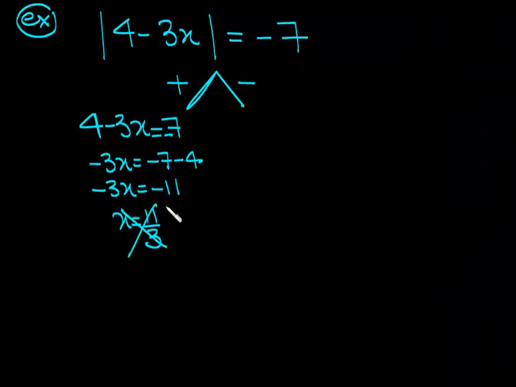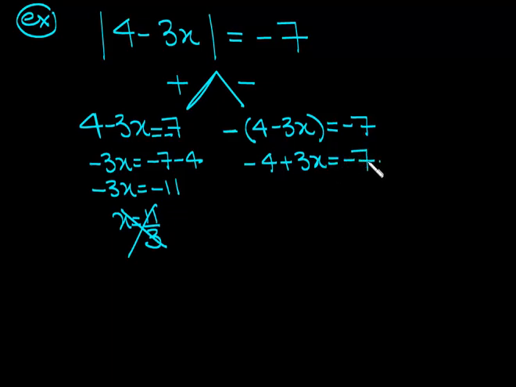Okay. So now we assume that the inside is negative. So when we drop those absolute values, we'll introduce another negative on the outside to compensate for the negative on the inside. We distribute, get rid of the parentheses first. So we get 3x is equal to negative 7 plus 4. So we get 3x is equal to minus 3. X is equal to minus 1.